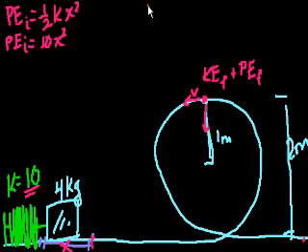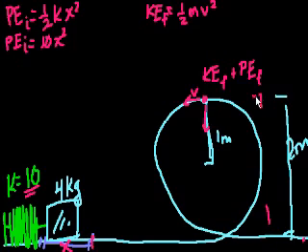Kinetic energy final is going to have to be 1/2 times the mass times the velocity squared, right? And then what's the potential energy at this point? It's gravitational potential energy, so it's the mass times gravity times this height, right? So potential, and so I'll write that here.